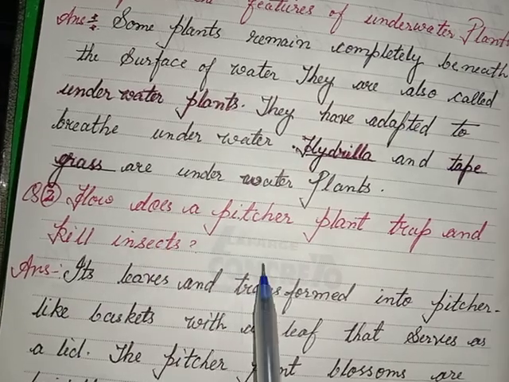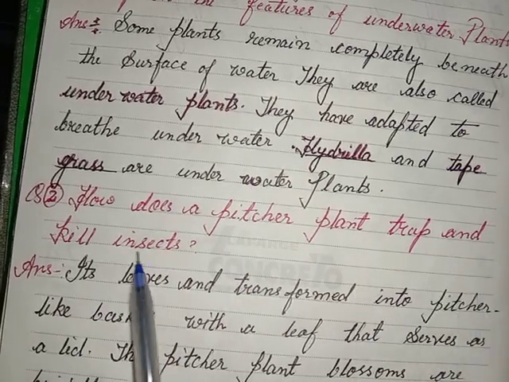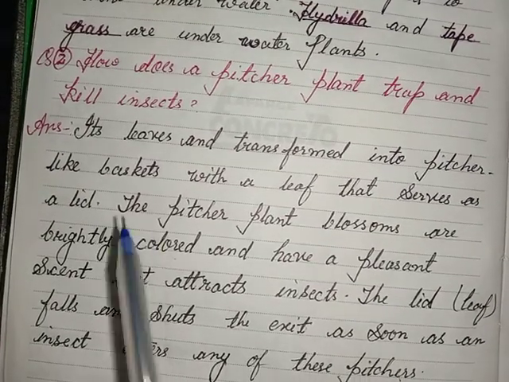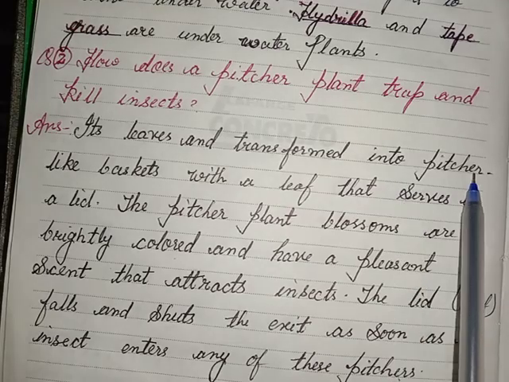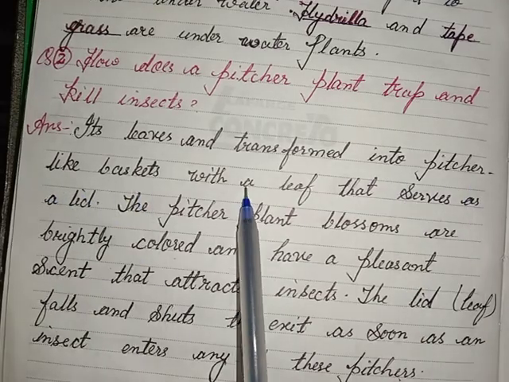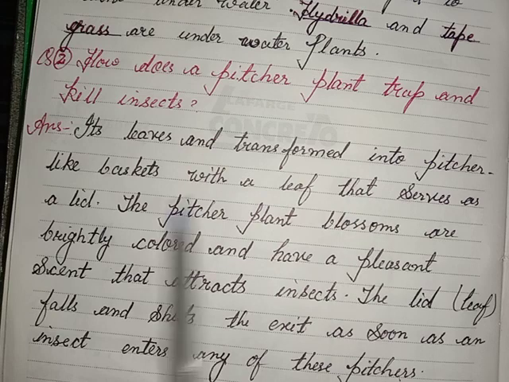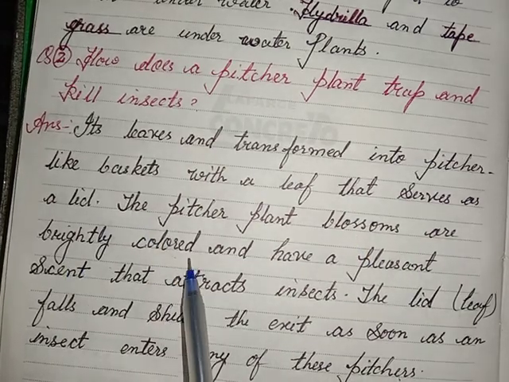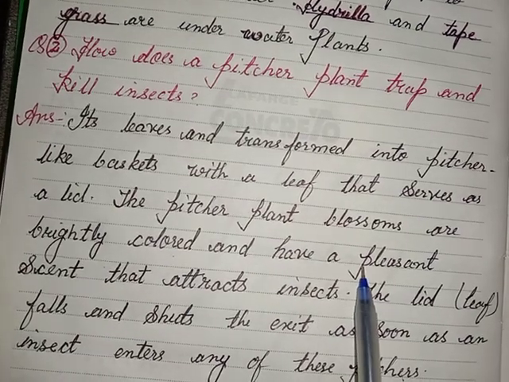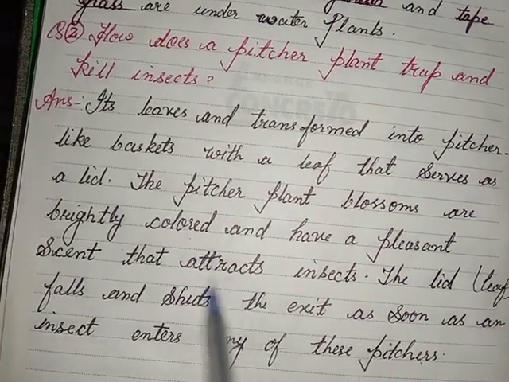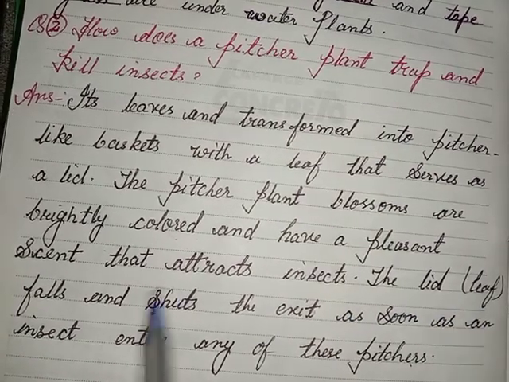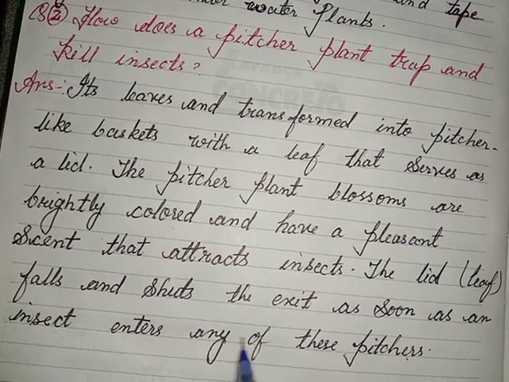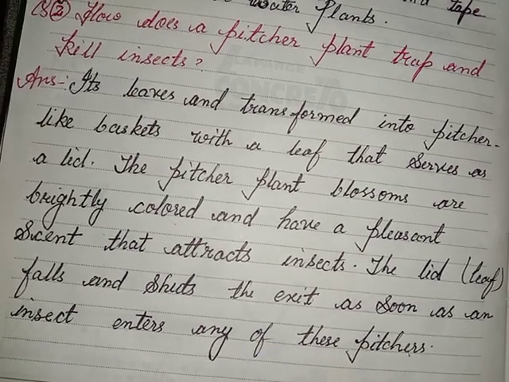Second, how does a pitcher plant trap and kill insects? Answer: Its leaves are transformed into pitcher-like baskets with a leaf that serves as a lid. The pitcher plant's blossoms are brightly colored and have a pleasant scent that attracts insects. The leaf falls and shuts the exit as soon as an insect enters any of these pitchers.